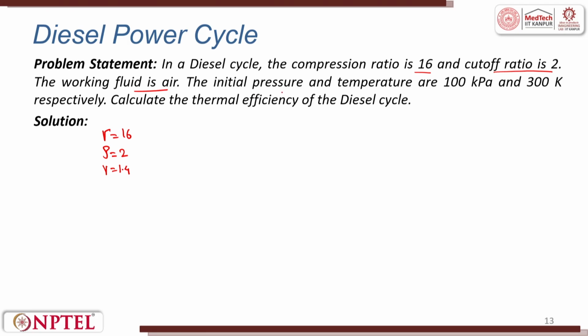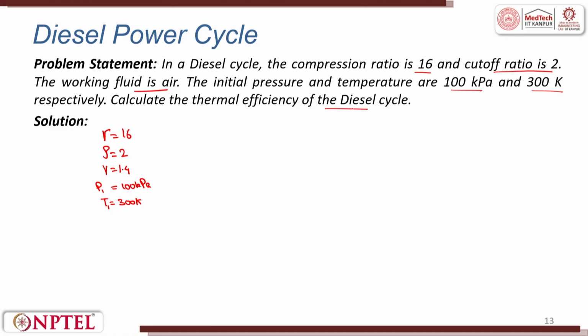The initial pressure and temperature are 100 kilopascal and 300 Kelvin respectively. The initial temperature is 300 Kelvin and the initial pressure is 100 kilopascal. I will put these as P1 and T1. Calculate the thermal efficiency of the diesel cycle.